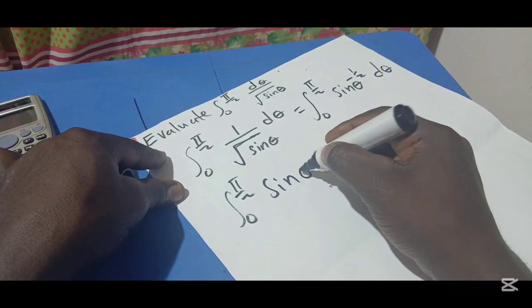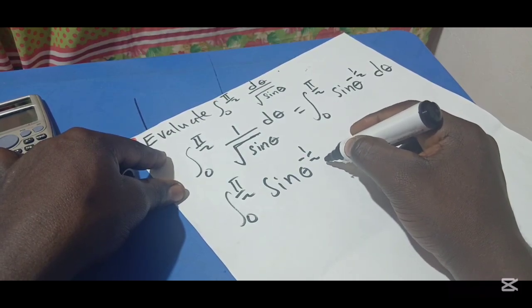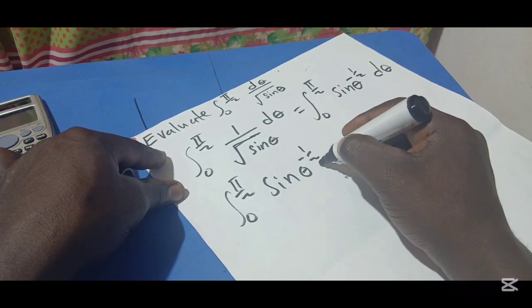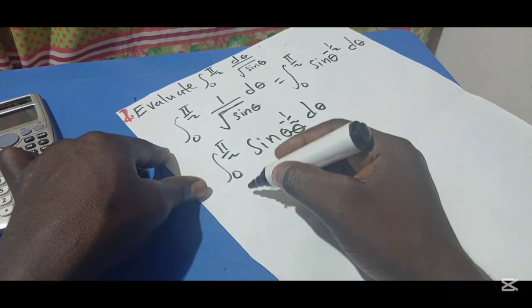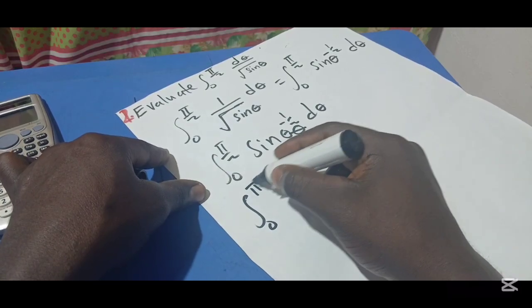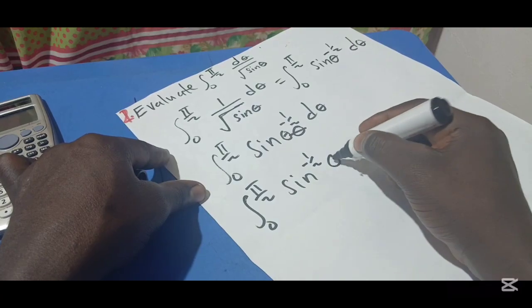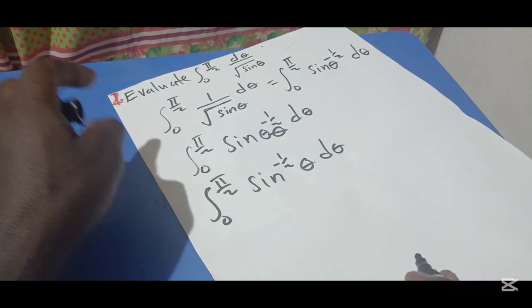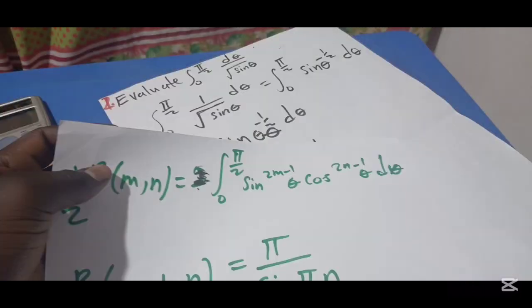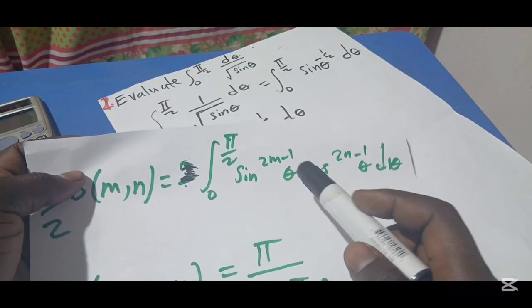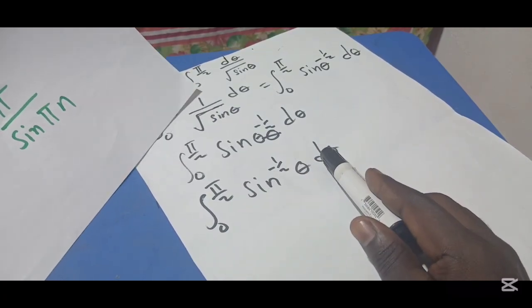Sine theta raised to the power minus half. It should be sine raised to the power minus half theta, right? Let me write it here: sine to the power minus half theta, d theta. I want my problem to be in this form so that I can go ahead and compare exponents. But now I can see that this problem involves only sine, no cos.